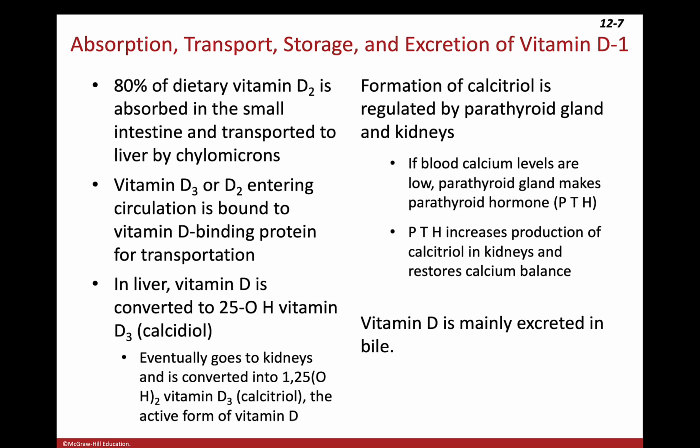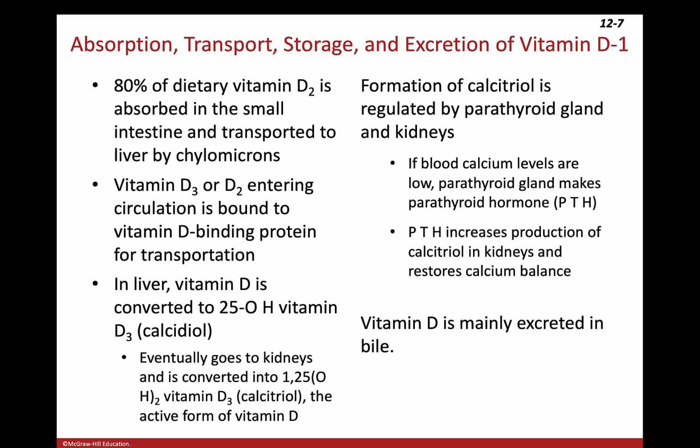Now, 80% of vitamin D2 is going to be absorbed in the small intestine, and it's going to be transported to the liver via chylomicrons. Now, vitamin D3 or D2 entering circulation will be bound to vitamin D binding protein, and that is how it's going to be transported. In the liver, vitamin D is converted to calcidiol. Eventually, this goes to the kidneys, and it's going to be converted into calcitriol, and that is the active form of vitamin D. Formation of calcitriol is going to be regulated by the parathyroid gland and kidneys.